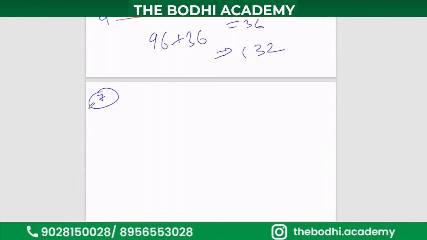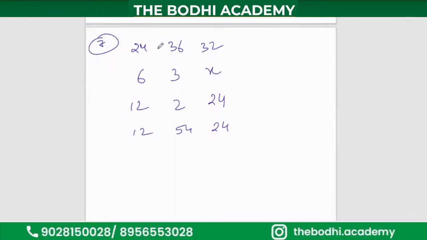Question number 7. 24, 36, 32, 6, 3, x, 12, 2, 24, 12, 54 and 24. Now, how to get this? Again, I told you it is 4 cross 3. So the logic is horizontal, top to bottom. I think we have solved this question, right? Yes, it was into this is equal to into this. Into this is equal to into this. This one we have solved.